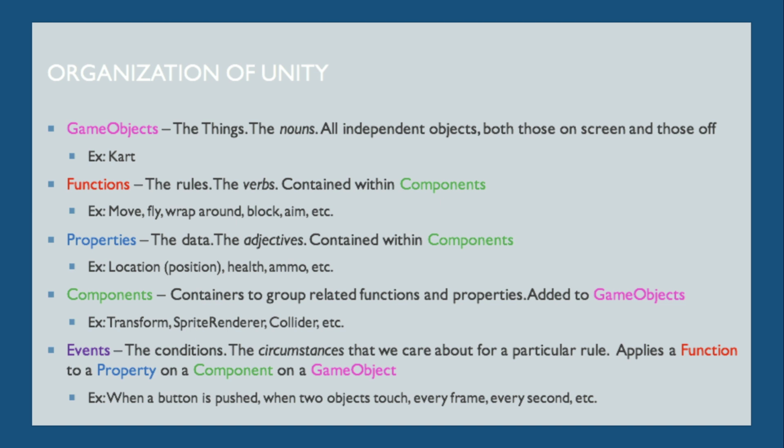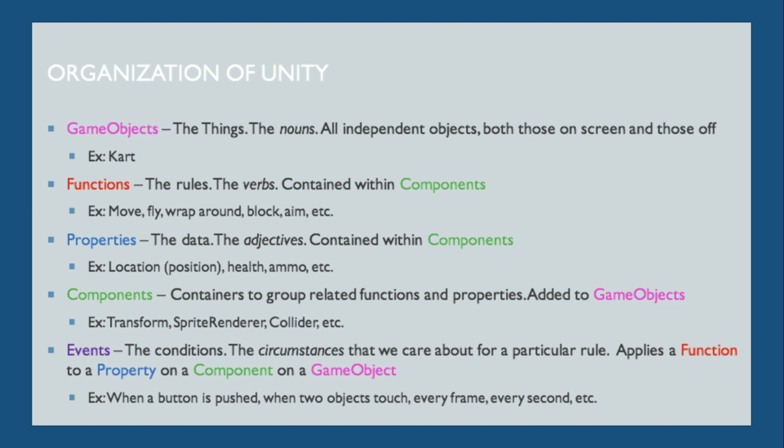Now, also as part of the component, you're going to have data in the component. And the data in the component are the properties, right? The data, the adjectives that are contained within. So it might be location, position, health, rotation, ammunition, different directions, physics qualities, and so on. All of those sort of properties. Okay, so they're within components as well. So components are made up of those functions and properties.